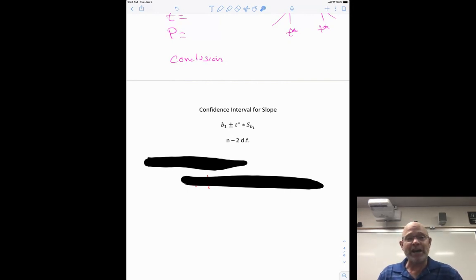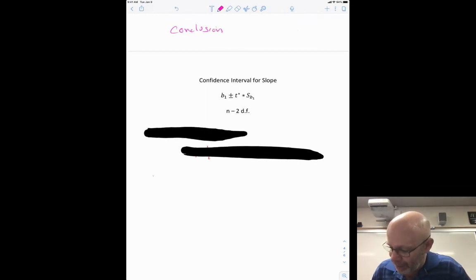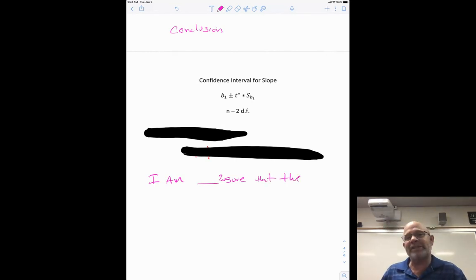So that's it. Actually, let me talk about the wording right now. I'm going to shorthand this: I am 95% sure. Now, this is a slope, right? So we're going to get a number, so maybe the slope's between 4 and 6. You can't say I'm 90% sure that the slope is between 4 and 6. You also have to talk about what slope means, so you kind of have to interpret slope in there also.